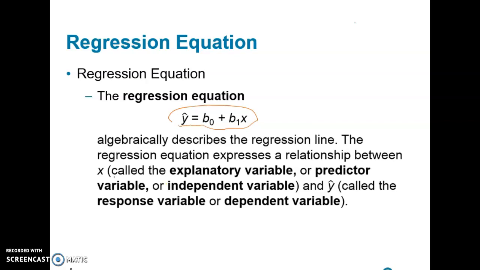The regression equation expresses a relationship between x, which is your explanatory variable, or also called your predictor variable or independent variable, and y hat, which is called the response variable or the dependent variable. So you should see that this looks very much like your linear equation of the form y equals mx plus b, only we have our versions switched here. So this b naught would be like our y-intercept, and the b sub 1 would represent our slope in the equation. And once again, we're going to use our calculators to come up with these equations.